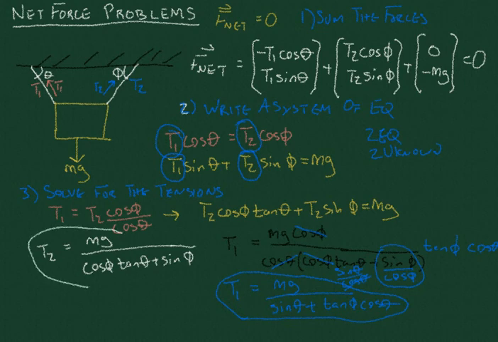So now let's check and make sure our answer makes sense. So the first thing we check is the units. T2 is a tension, it's a force, so we should have units of force. And we notice that it does because we have mg and then divide it by a number. And then the same thing for T1. But there's something else that we can notice about these. Notice that we have a symmetry. So T2 has a cosine phi times tan theta plus a sine phi in the denominator. T1 has a cosine theta tan phi plus a sine theta in the denominator. So they're basically the same equation, just with different angles.